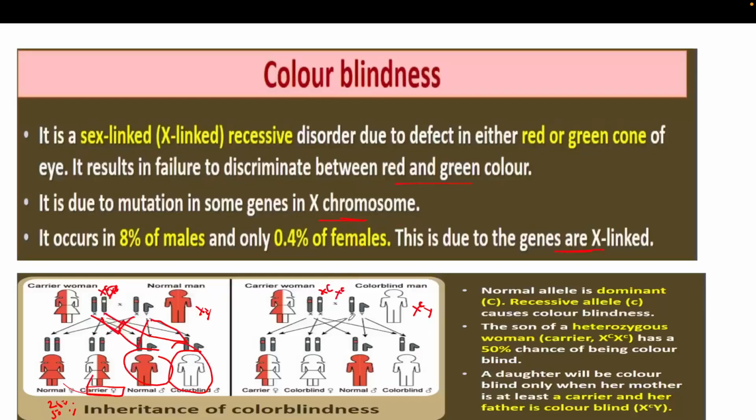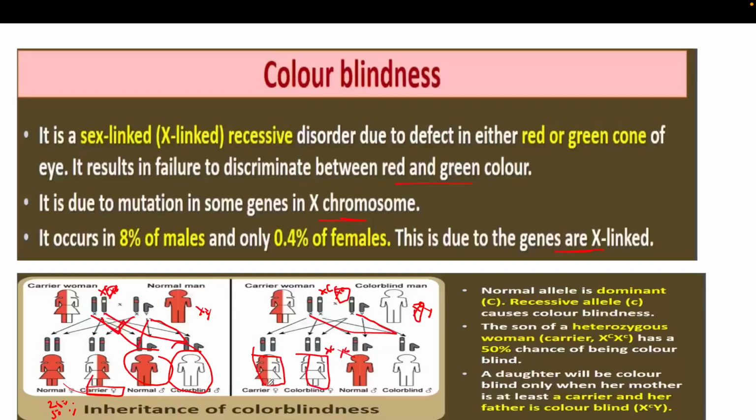When these two types of woman and man cross, this X will cross with this X, so capital C and small c will be a carrier for this girl. Then the other small c, this one crossing with this one, this girl will be color blind because in both loci small c is there.